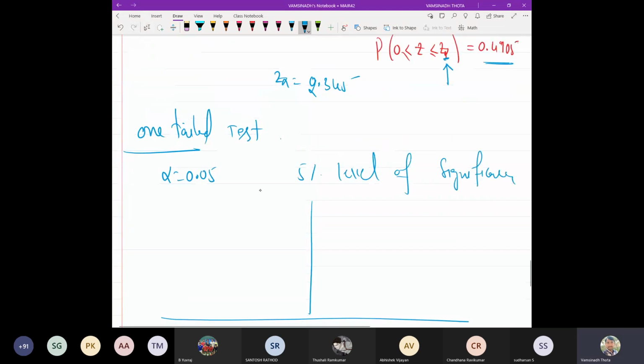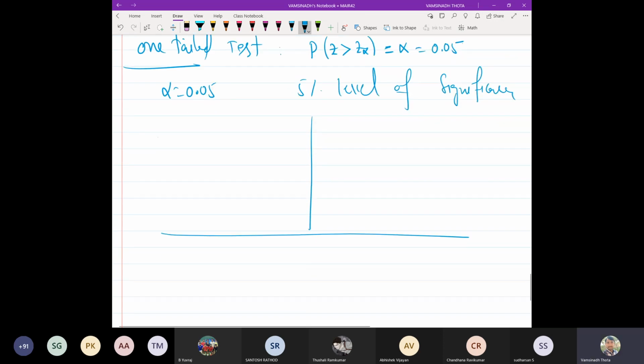So in the one-tail test, mostly I am considering the probability of Z bigger than Z alpha is equal to alpha. Alpha is nothing but 0.05. Okay. So this one-tail test is what? This is a right-tail test. But the process is the same whether it is a right tail or any other. Now you look at this: the probability of Z bigger than Z alpha is equal to 0.05.